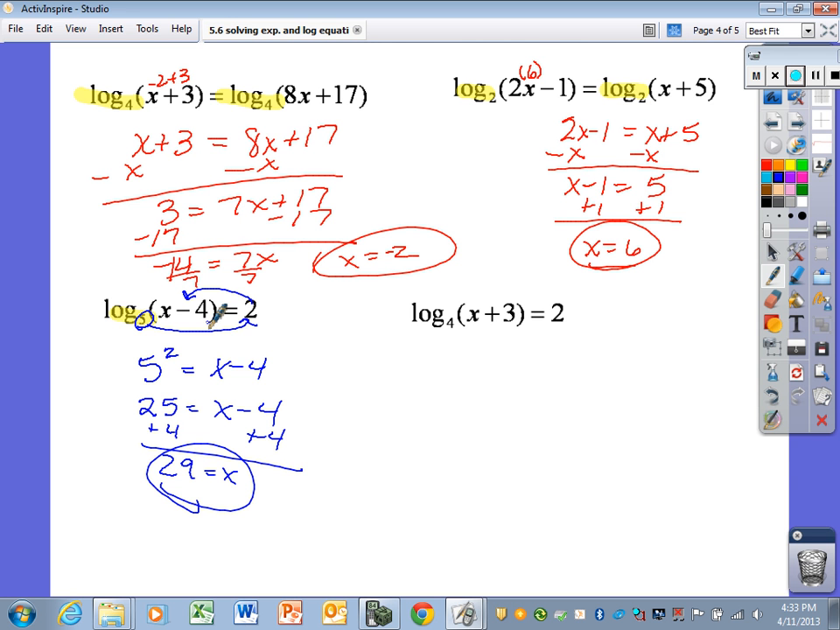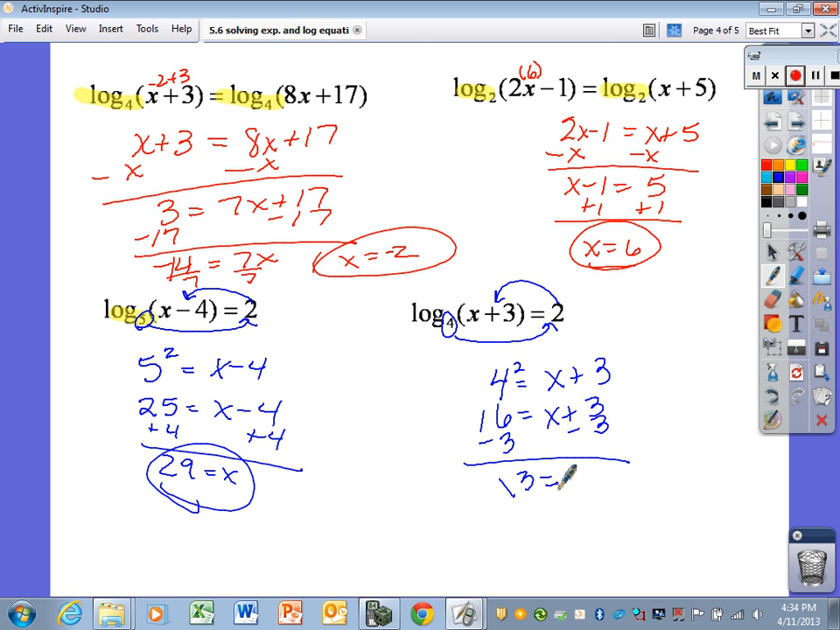So this next one. Base to the power equals the value. 4 squared equals x plus 3. 16 equals x plus 3. Subtract 3. 13 equals x. 13 plus 3 is 16. Positive value. I'm okay.